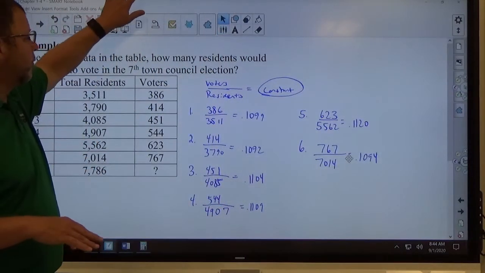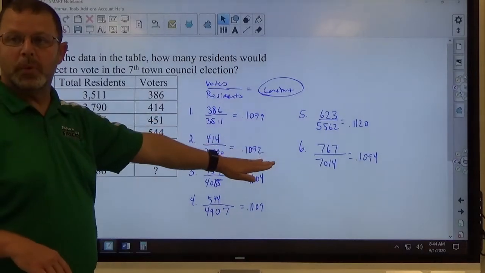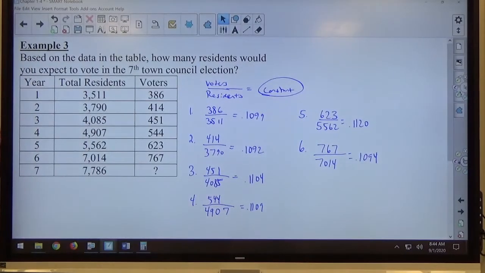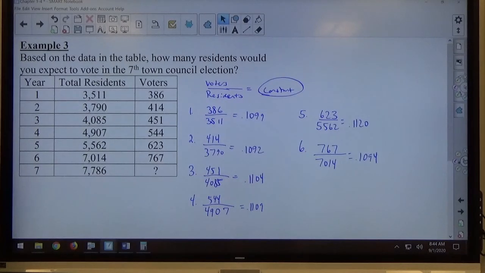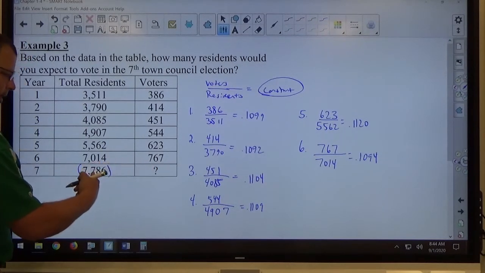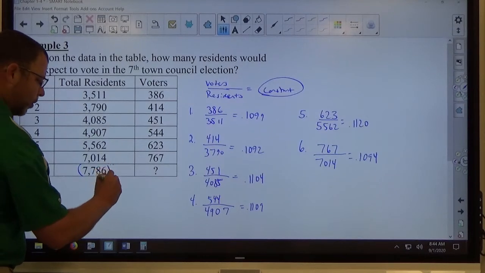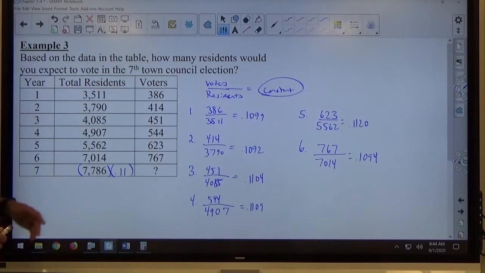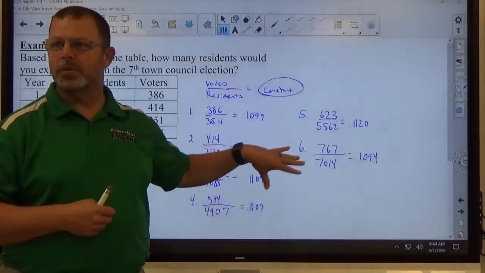These are decimal versions of what could be a percent, so 10.99%, 10.92%, 11.04%, 11.09%. So each time, if we look at the percentage of voters in this town, it looks to be right around 11%. 11% of the town votes. So when we have 7,786 residents, to get that percent, we're going to multiply by that percent. So if I just put 0.11, because again, it's not constant, it's constant-ish, it's not exactly the same number, but they're all right there around 11%.